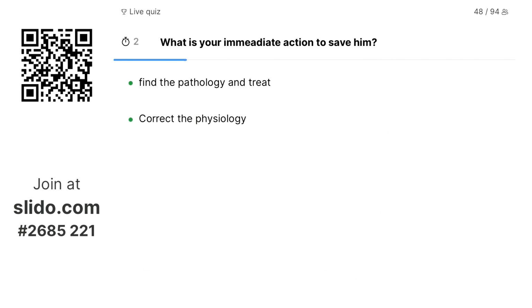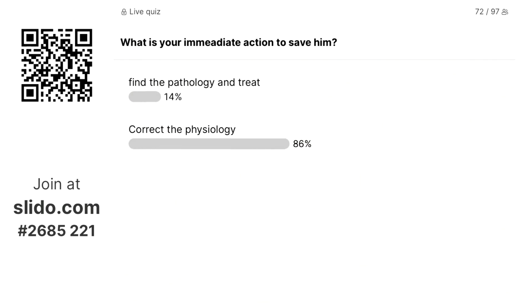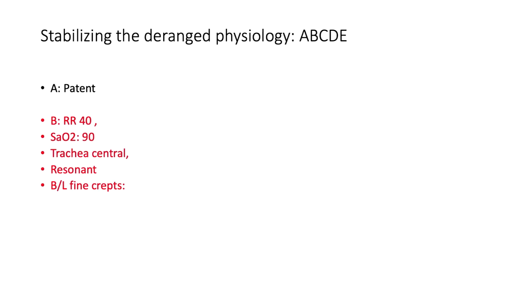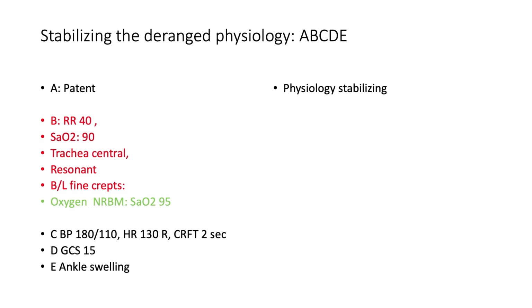Just as you see this patient. Very good. 86% believe that you need to correct the physiology, otherwise there's no patient for you to evaluate, isn't it? So we applied ABCD on this patient. The airway was patent, and his trachea was central, bilateral resonance, and he has bilateral fine crepitations. Oxygen has been started, so saturation went up a little. So his physiology is stabilizing now.